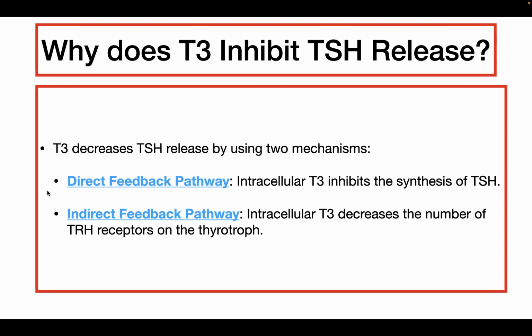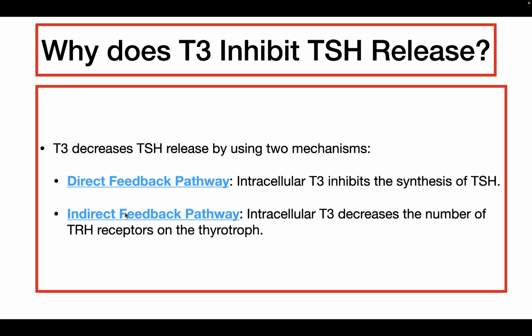The first is called the direct feedback pathway. And in this pathway, T3 directly inhibits the synthesis of TSH by the thyrotrophs. So in other words, the T3 will decrease the amount of TSH released by the anterior pituitary. The second pathway is called the indirect feedback pathway.